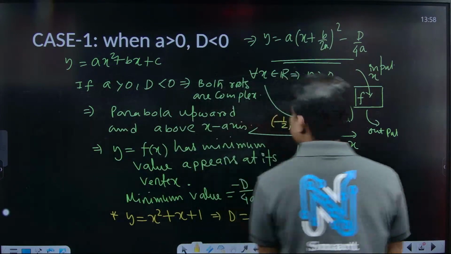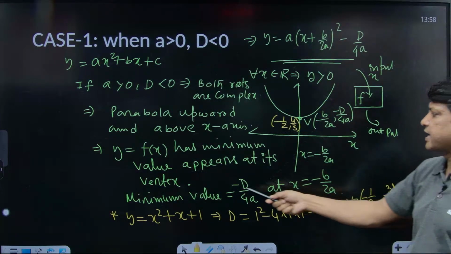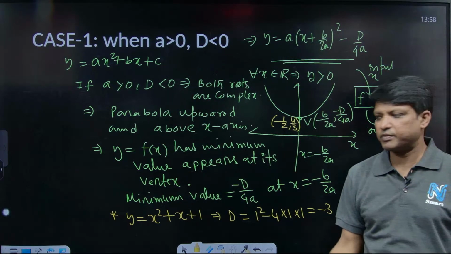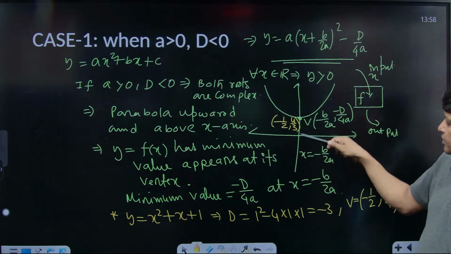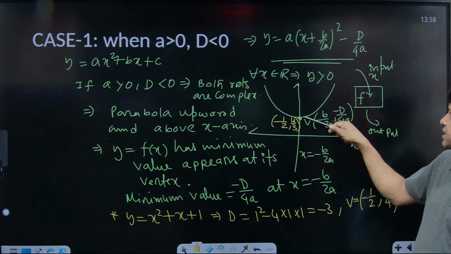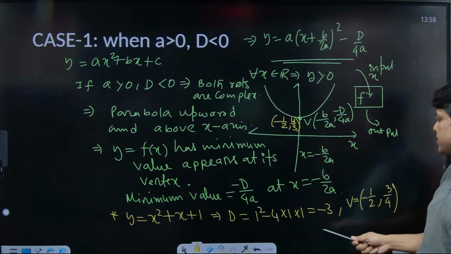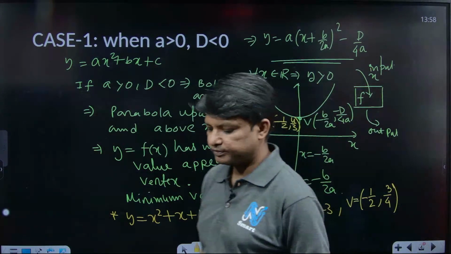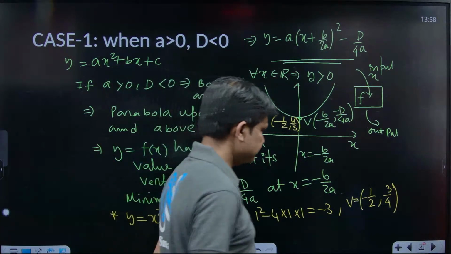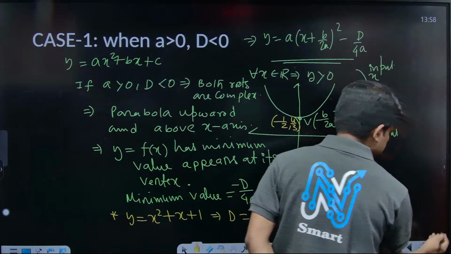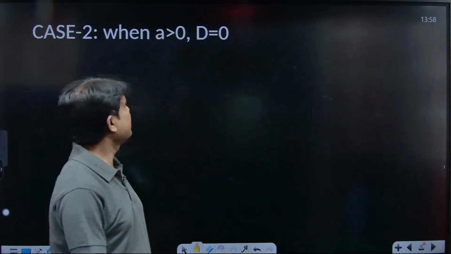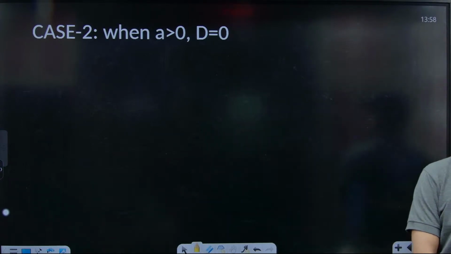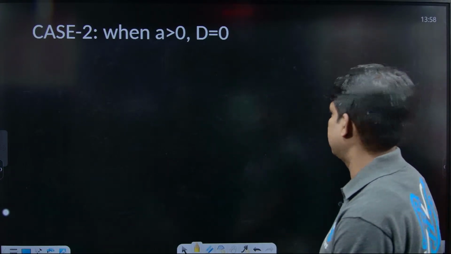Clear? I think in the first case, when the quadratic expression is ax square plus bx plus c, with a positive and D negative, that means above the x axis, the parabola's vertex is above the x axis, it is an upward parabola, and its minimum value exists. What is the minimum value? It is the ordinate of the vertex. Is it clear? Did everyone understand?